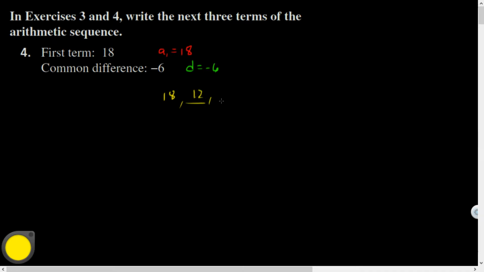They wanted 3, so I'll just write 3 blanks there. 12 minus 6 is 6. 6 minus 6 is 0. So that's the next three terms.